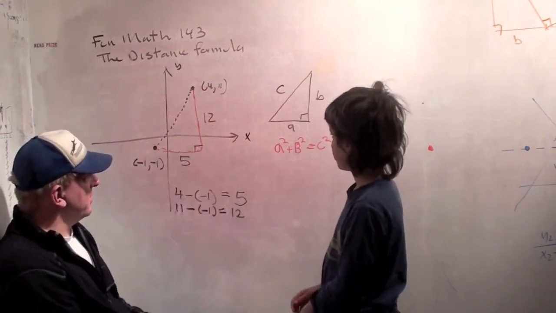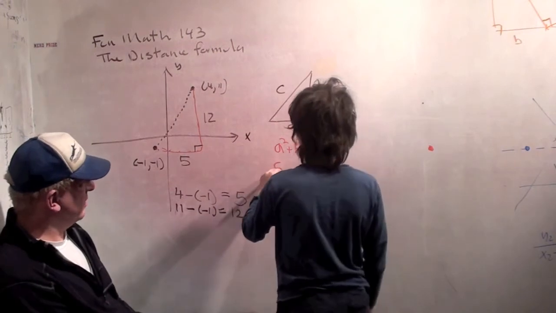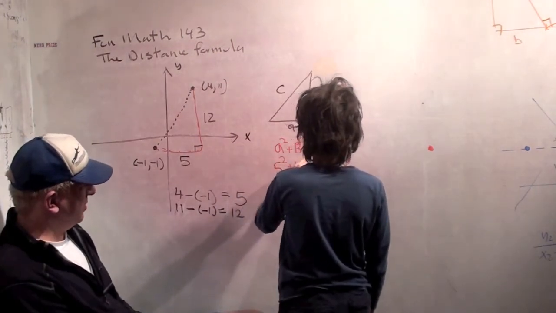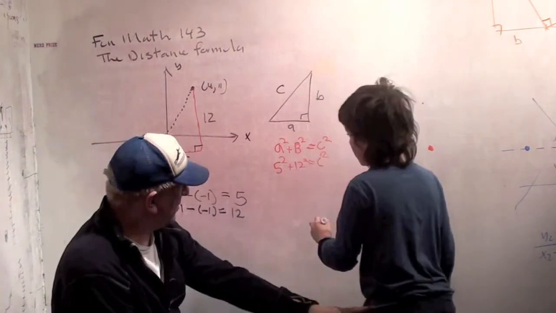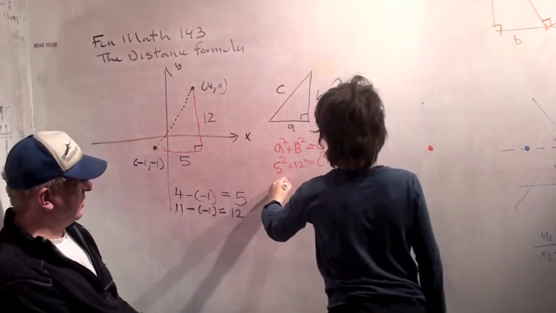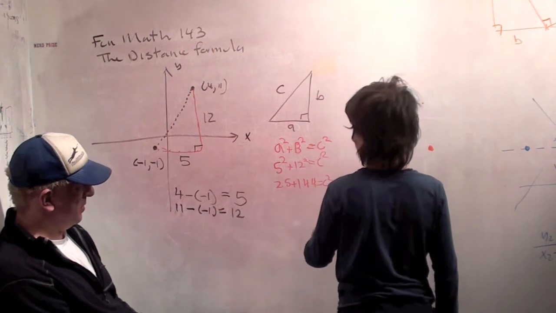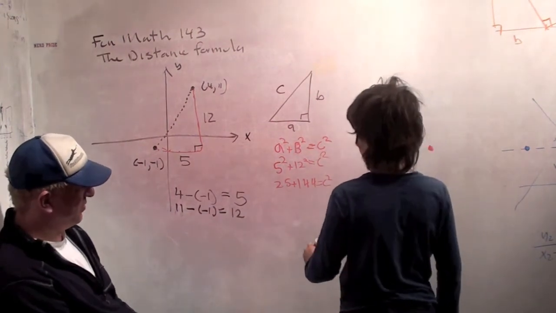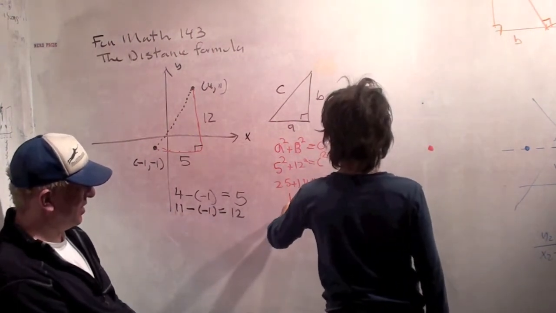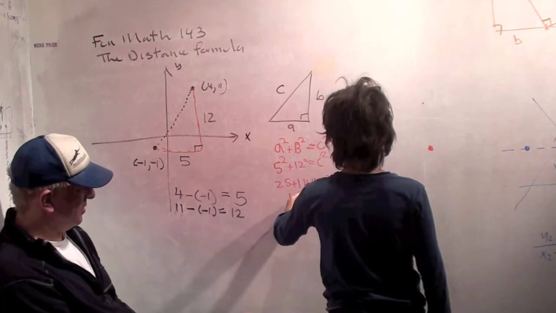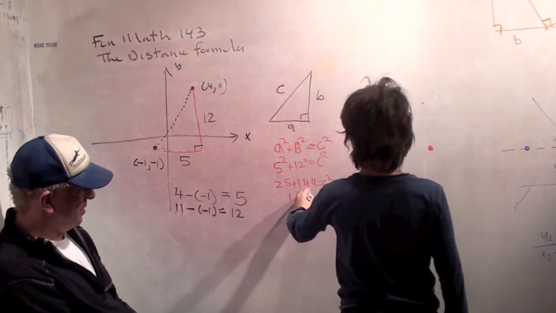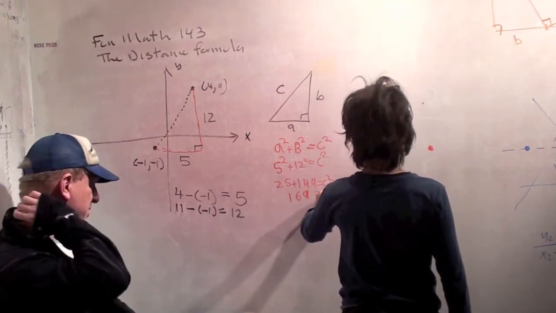All right, now would you calculate the Pythagorean Theorem for me? 5 squared plus 12 squared is C squared. 25 plus 144 is C squared. Okay, so this is going to be kind of complicated. 169 is C squared. Alright, so C squared equals 169.